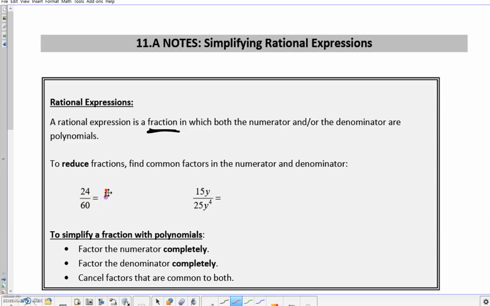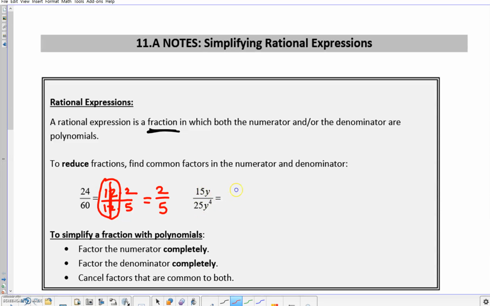And you may be accustomed enough now to say that 24 is 12 times 2, and 60 is 12 times 5. So we may recognize that, and then we'll find the common factors and say that 12 over 12 is a 1, and then we're left with the answer 2/5. We could have also broken that down into total primes: 2 times 2 times 2 times 3, and 60, the same thing, 2 times 2 times 3 times 5, and broken it down.